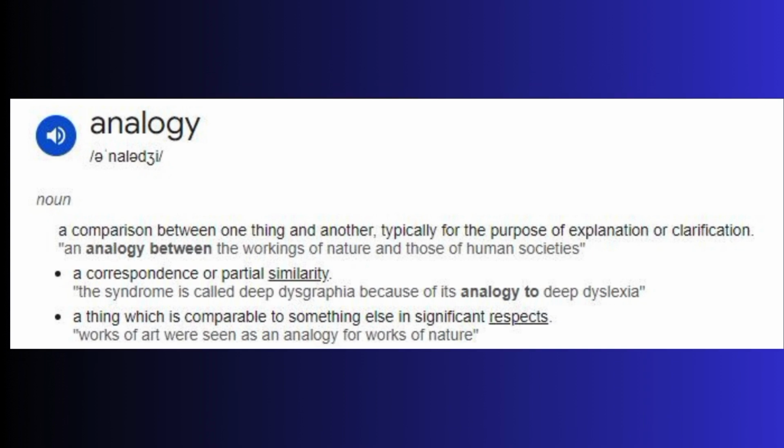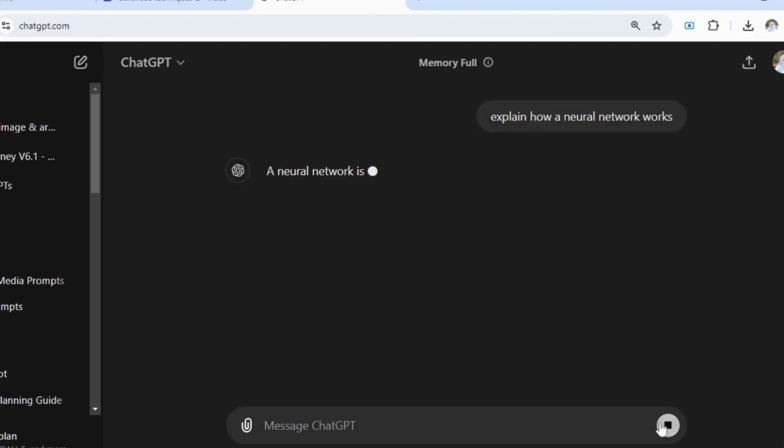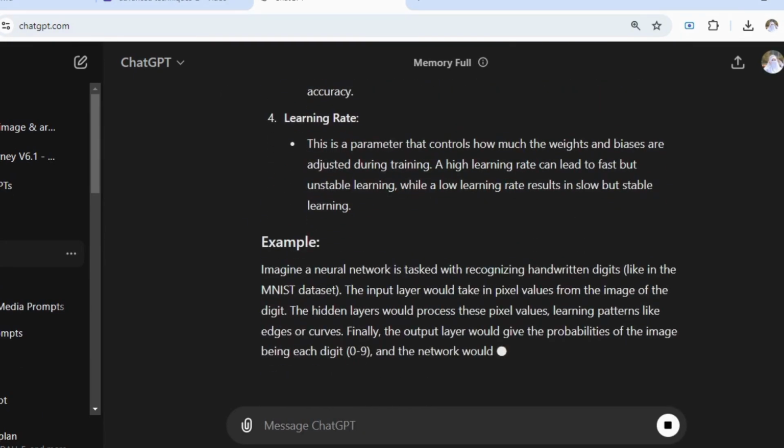Let's start. An analogy is a comparison between two things that may seem different on the surface but share some common characteristics. By using analogies in your prompts, you can explain complex ideas in simpler terms and make them more relatable. For example, a simple prompt is: explain how a neural network works. Now, neural network is a difficult term.